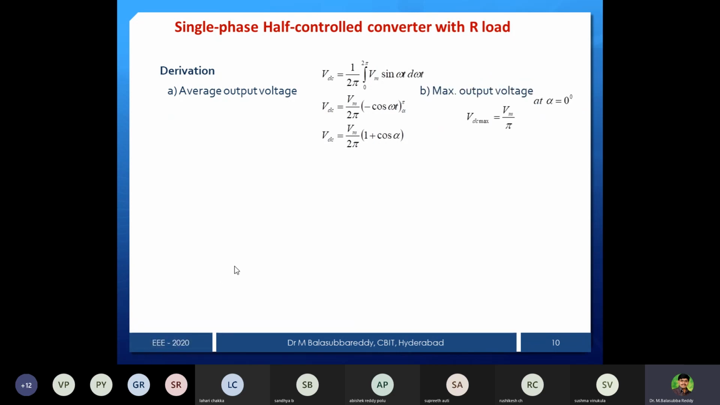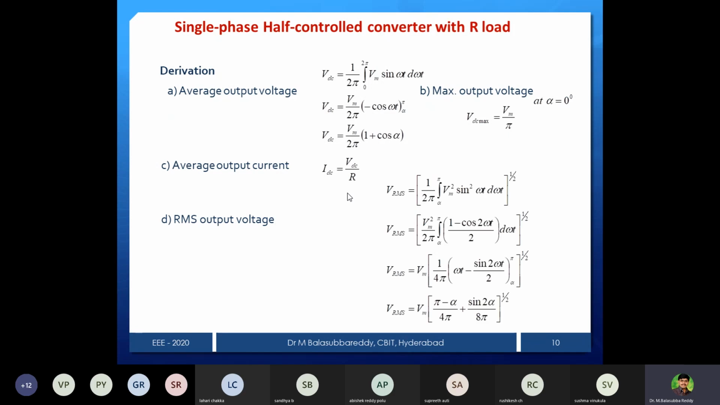Maximum means just alpha is 0, you get Vm by pi. Third one, average output current. Once you know the voltage, you will get the current. Current IDC is equal to VDC by R. So IDC is equal to VDC by R.